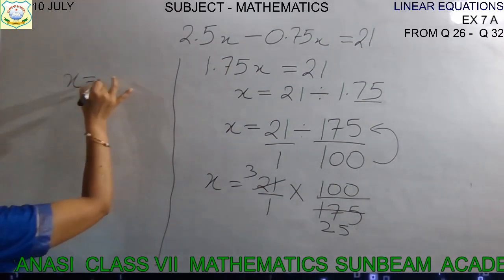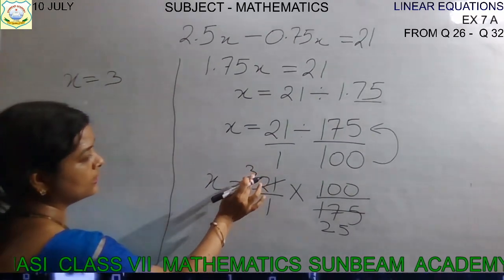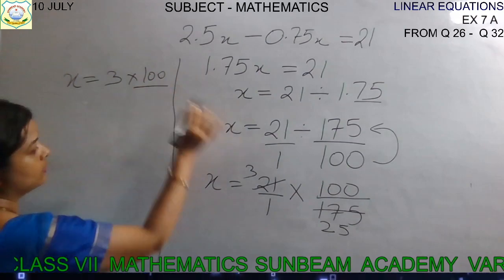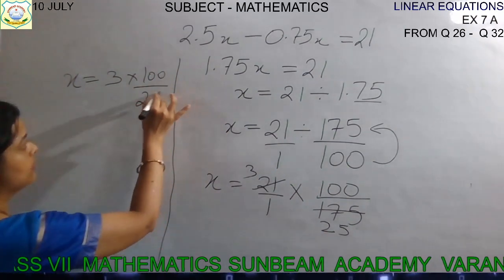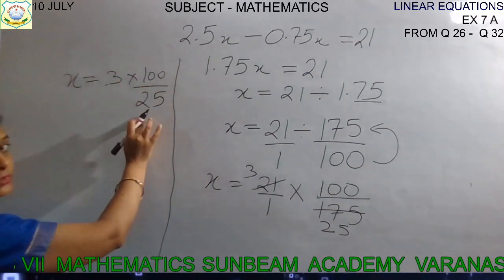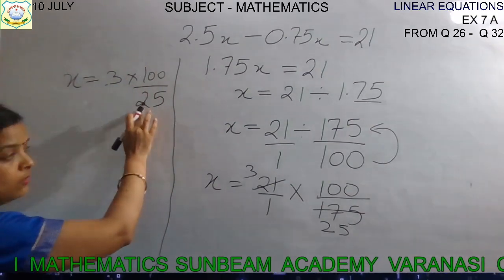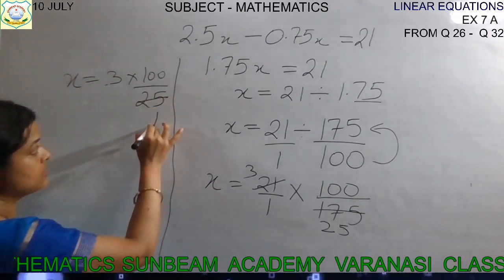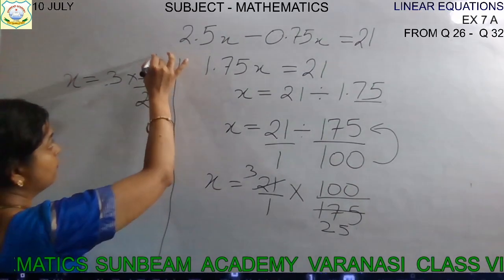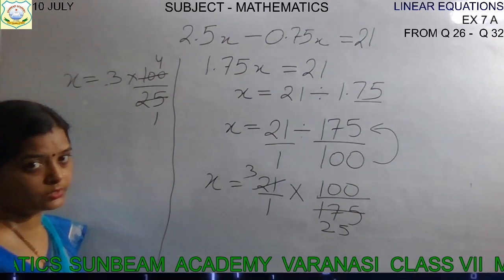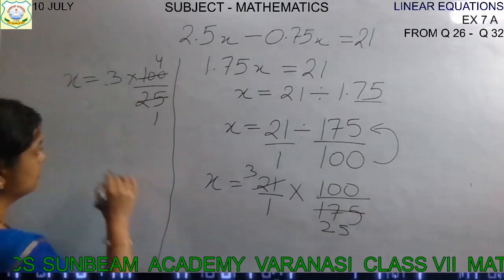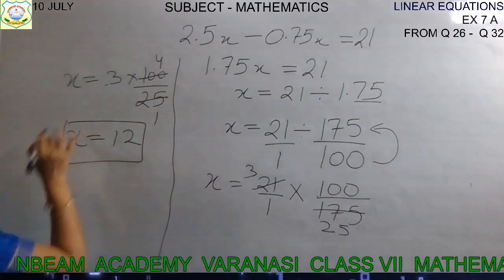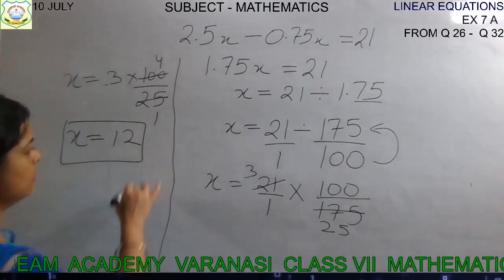So x is equal to, what is left in numerator? 3 into 100, 3 into 100 by 25. Can we divide it further? 3 and 25? No. But can we divide 100 and 25? Yes. 25 ones are 25, and 25 4 times is 100. So the value of x is how much? The value of x is 12. This is your answer.